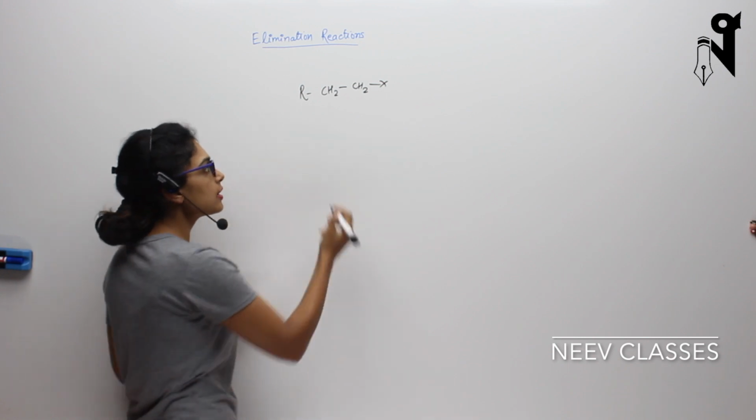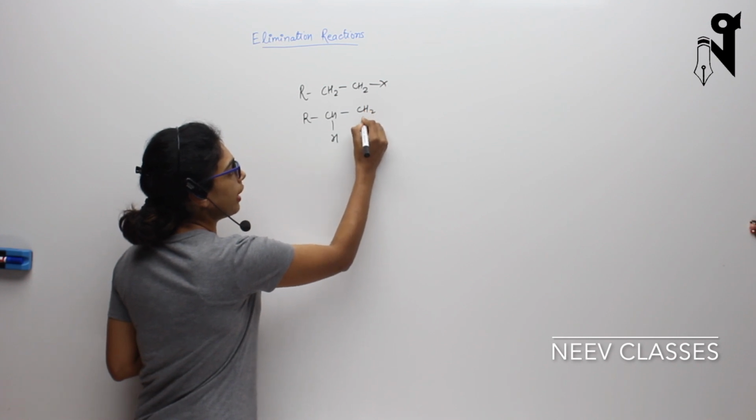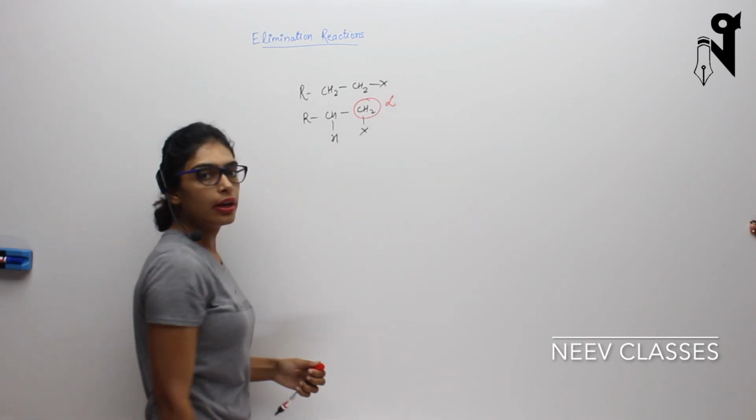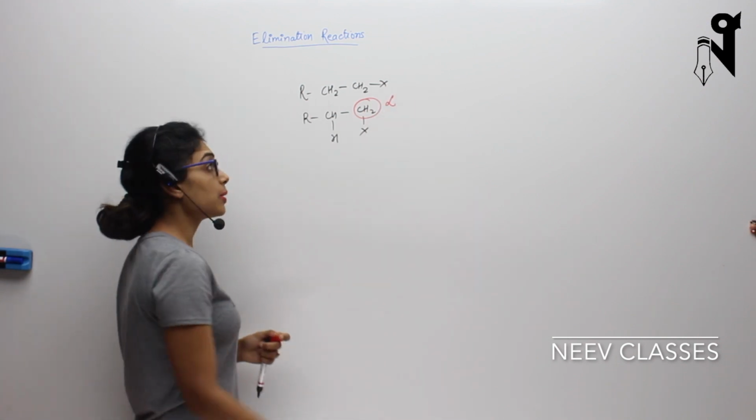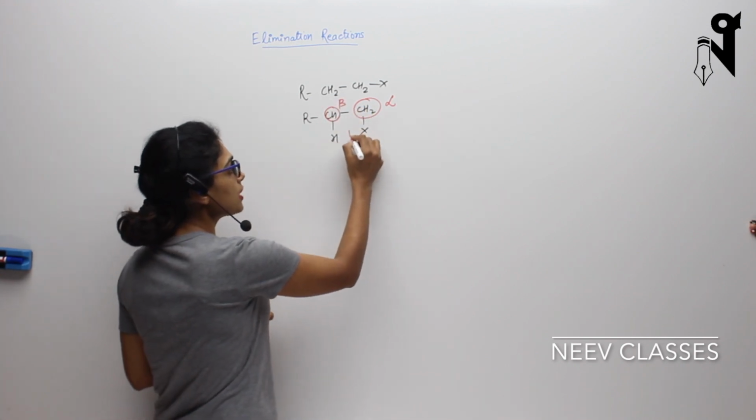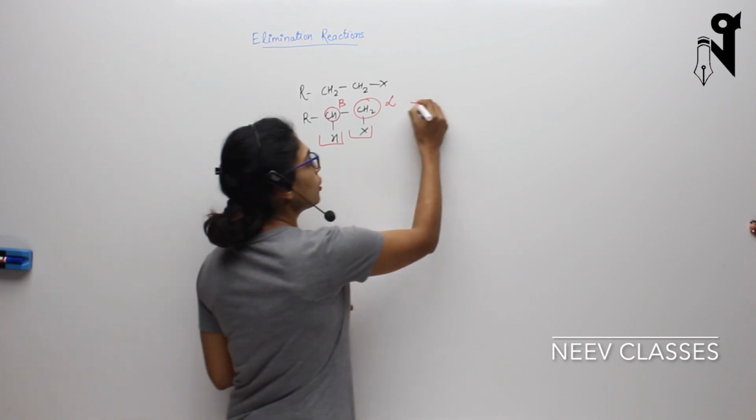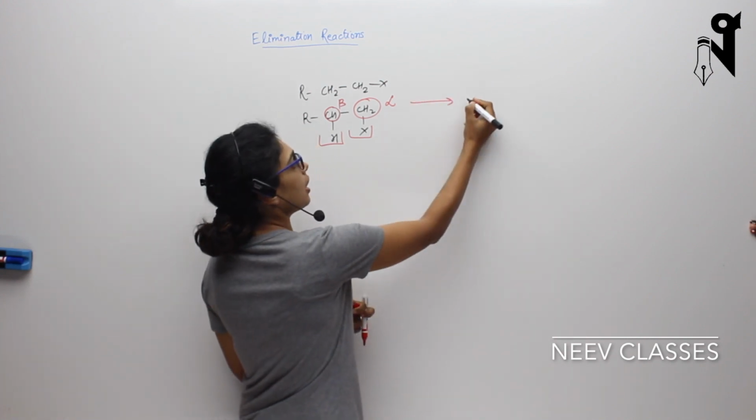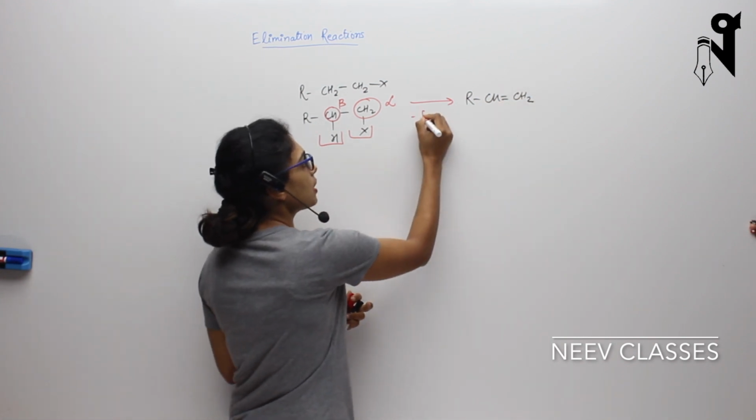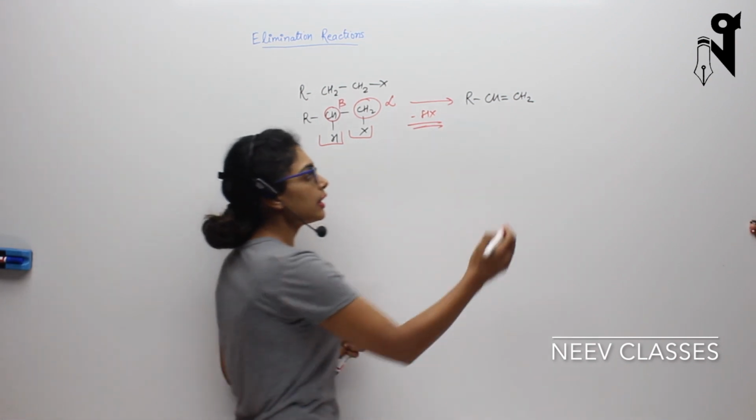CH2X. I can also write this as RCH2-CH2X. Now this carbon is called the alpha carbon, where the haloalkane, the alkyl halide, is present, and this carbon is called the beta carbon. Now, when X is removed from the alpha position and hydrogen from the beta position, the molecule which will be formed is RCH=CH2, and removal of HX will happen.